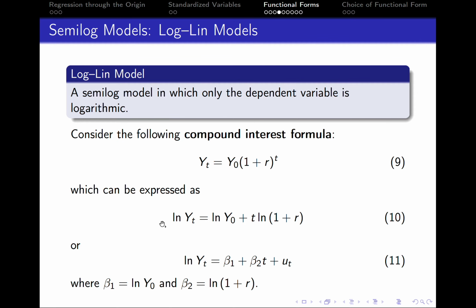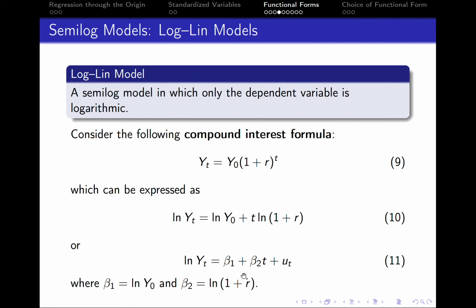We can do some replacement. Instead of ln y0, we can just replace it with beta 1, because ln y0 is just a constant. And instead of ln(1 plus r), we can also replace it with beta 2, right? Because this is another constant. R, the interest rate, is constant, so 1 plus r is definitely constant. So yes, ln(1 plus r) is a constant, so we can easily replace it with beta 2. Whereas t is the so-called time trend. I will come back to it in a second.